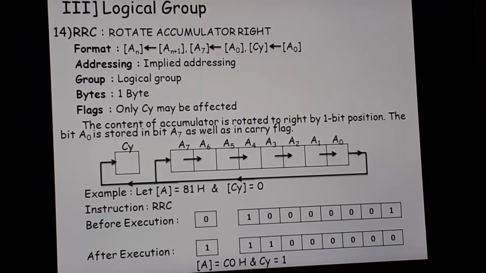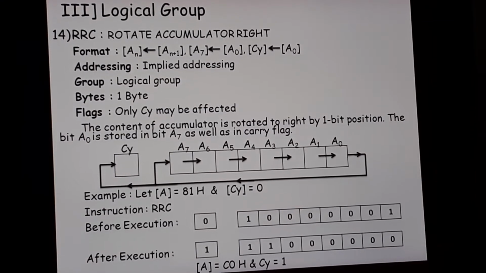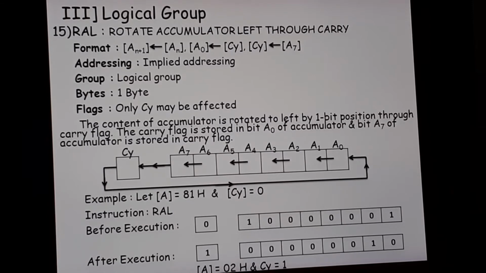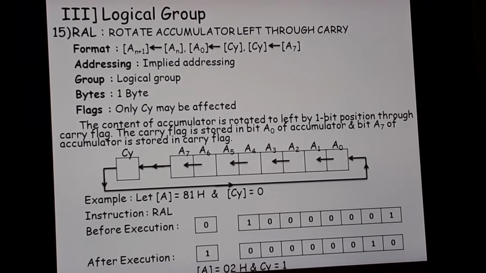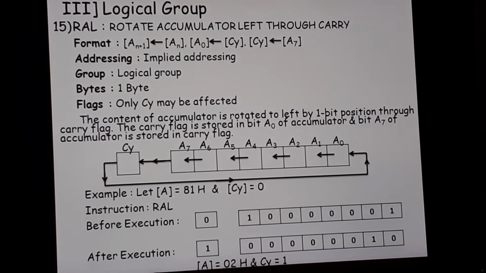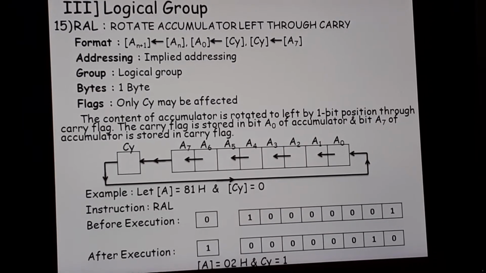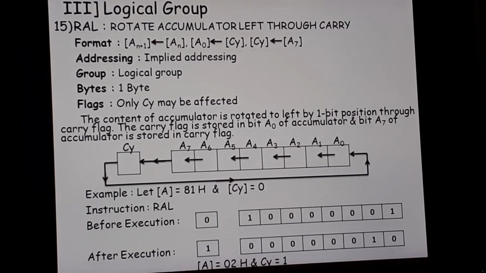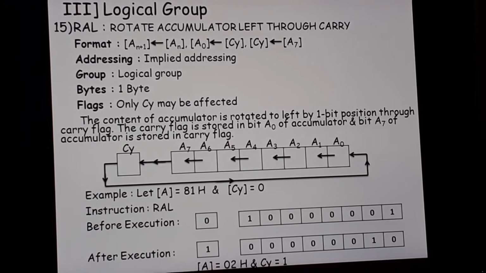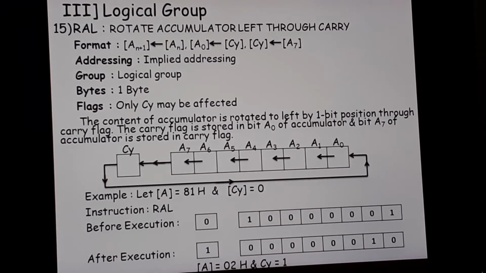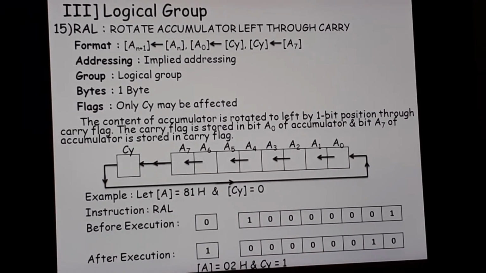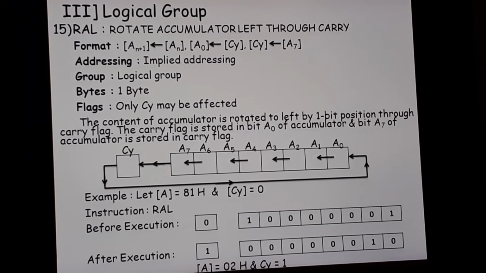Then the second, that is RRC, rotate accumulator right. Now the third one, that is RAL, which stands for rotate accumulator left along with the carry. So you have to learn the full form first, and if you get confused in all the four, you will make mistakes in all the other three instructions. If you make one mistake, all the other three instructions also will get affected.